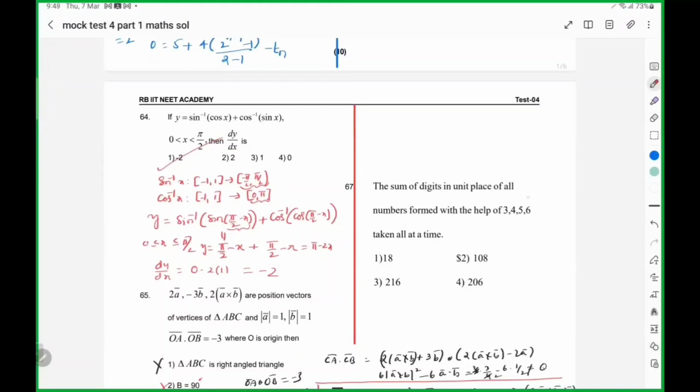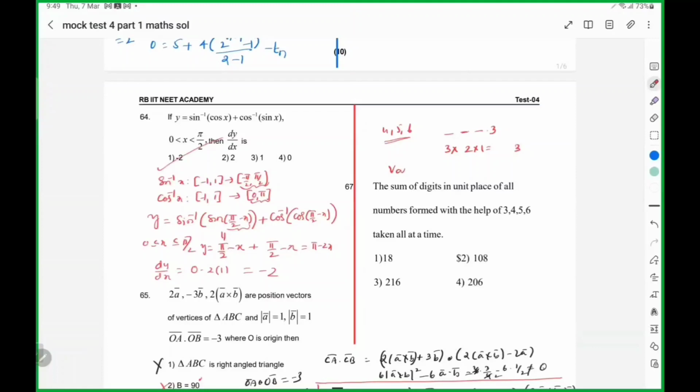Where sum of digits in the units place of 3, 4, 5, 6 taken at a time. Suppose 3 if you take, remaining digits are 4, 5, 6. These 3 digits, so 4 can be filled in any ways, 3 possibilities. 5 can, this place can be filled with either 5 or 6, like that. So number of 3's in the units place will be 6.